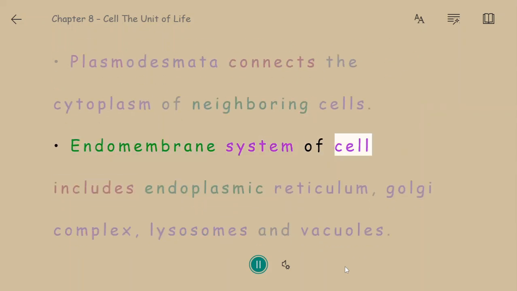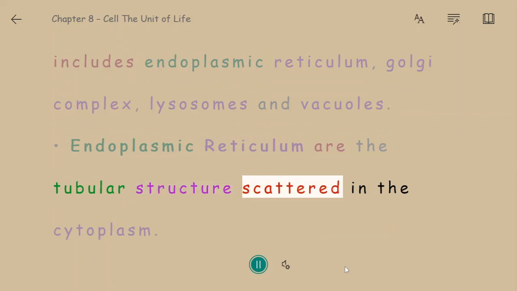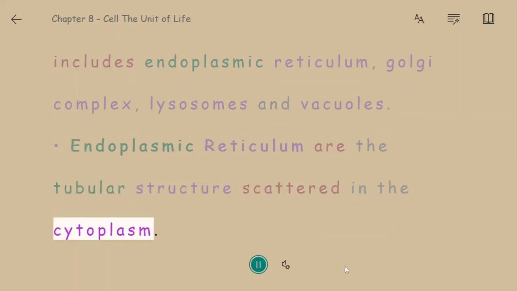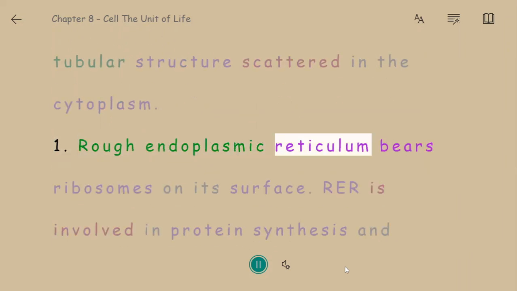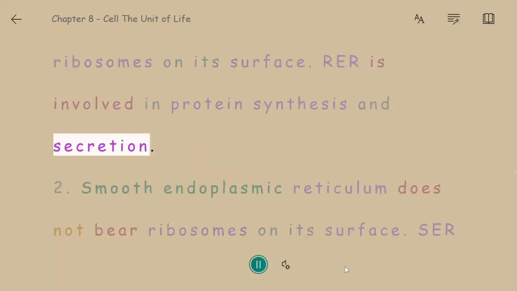The endomembrane system of the cell includes endoplasmic reticulum, Golgi complex, lysosomes, and vacuoles. Endoplasmic reticulum are tubular structures scattered in the cytoplasm. 1. Rough endoplasmic reticulum bears ribosomes on its surface. RER is involved in protein synthesis and secretion.